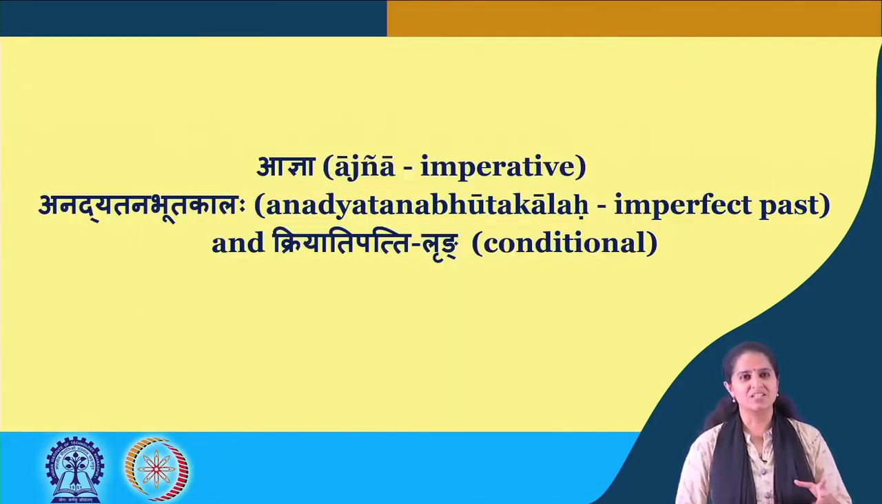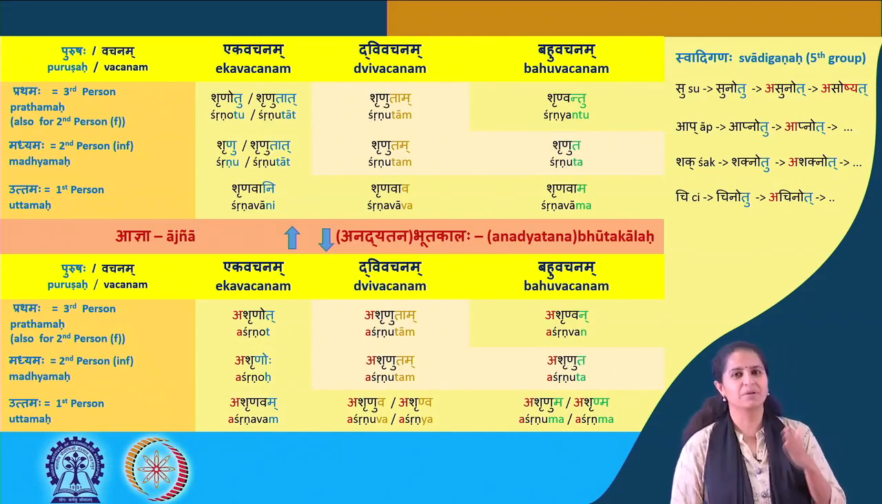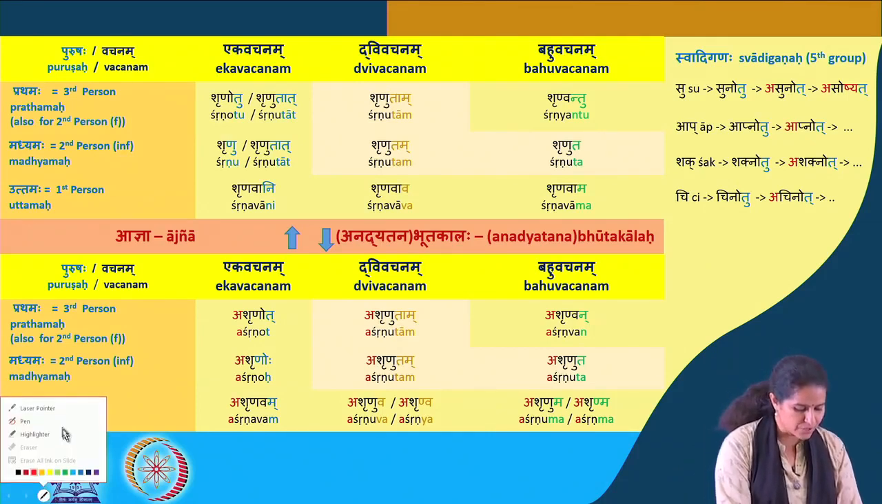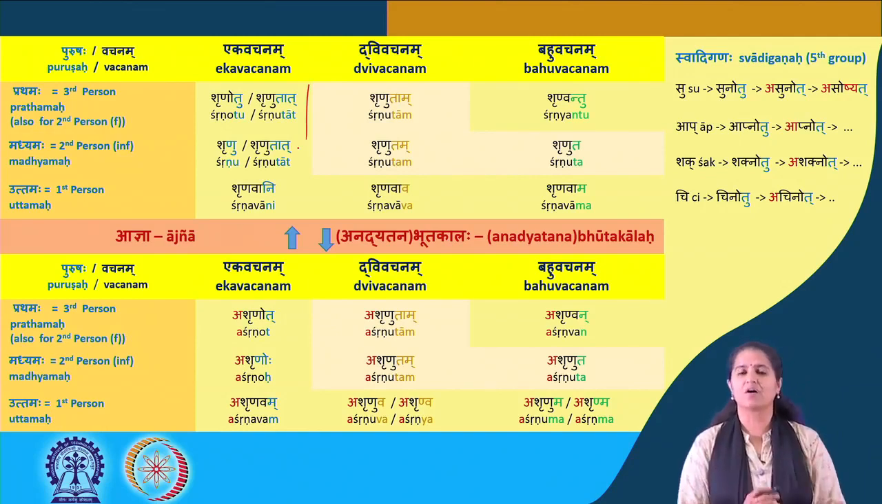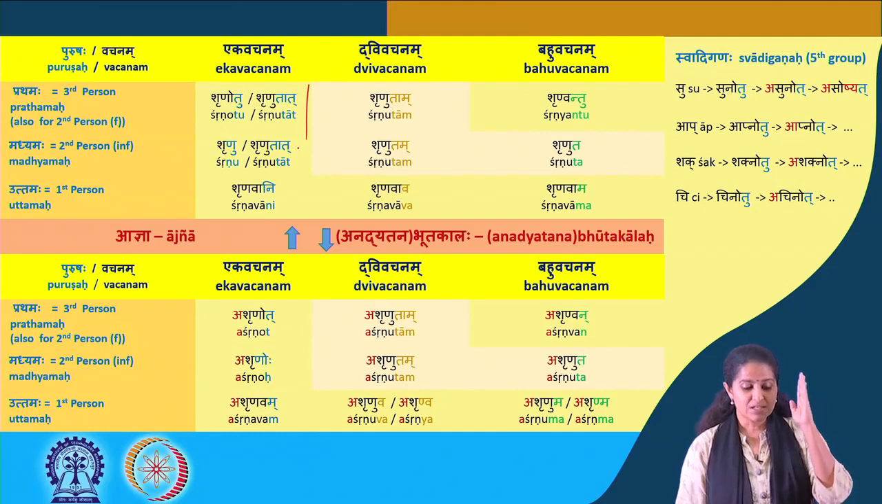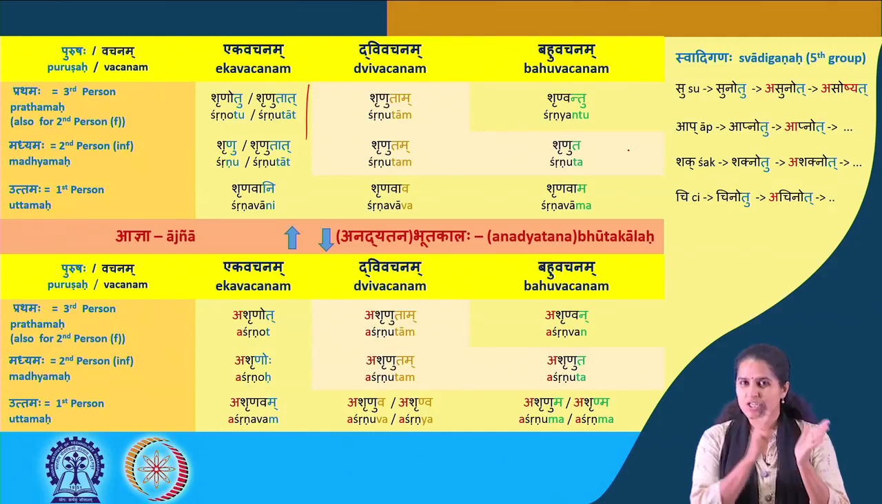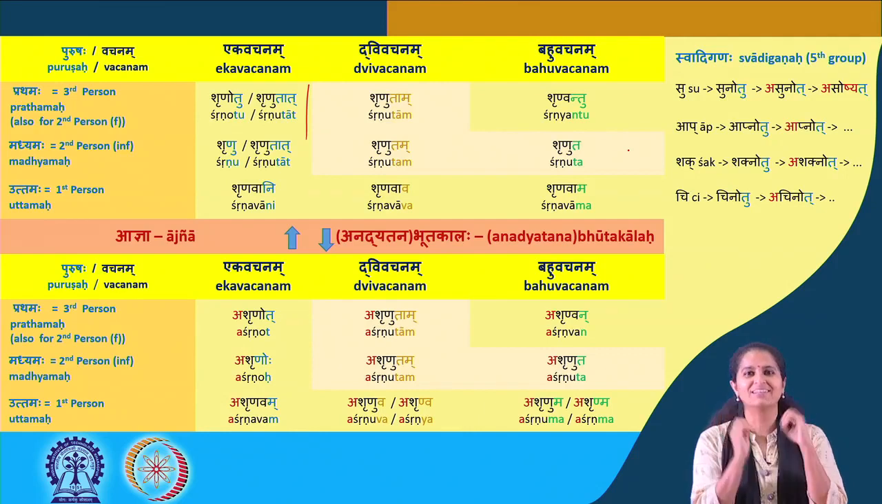So let's do a practice with the ajna, the anadyatana bhuta and the kriyati pattil ring. So shrunotu becomes shrinoti becomes shrinotu or shrinutat. So this shrinutat is something that we have been encountering for the verbs in our previous groups as well. So it's a convenient alternative to remember because it seems to take the same form across the different groups of verbs. Next, shrinotu gets shrinutam, tam tam ta, and shrinvantu.